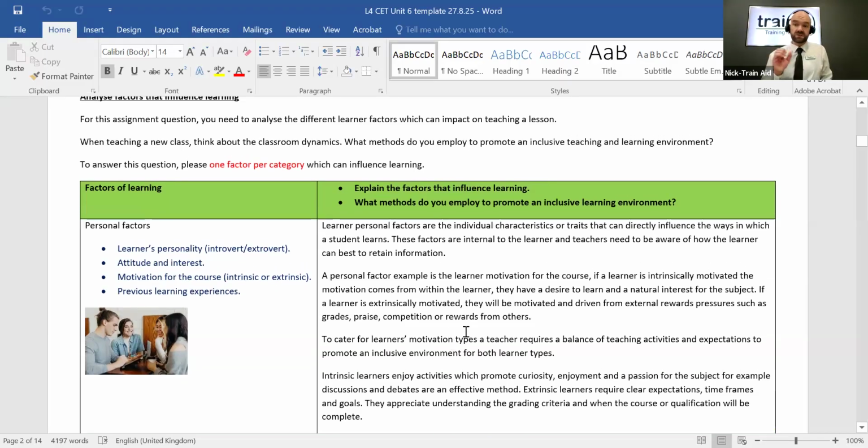But when answering this question, give just a brief summary of what personal factors mean. It's all to do with the learner, but also think about how you can support the learner in terms of their personality types as well. And that is very much it. Personal factors is all to do with the learner's personality, their attitude and interest in the subject, motivation for the course, and any previous learning experiences. So just summarize what personal factors mean, and maybe give an example of a method that you use to promote an inclusive learning environment. So that's my first row.